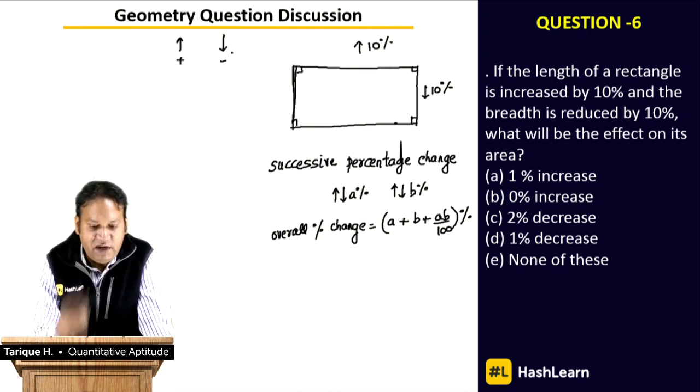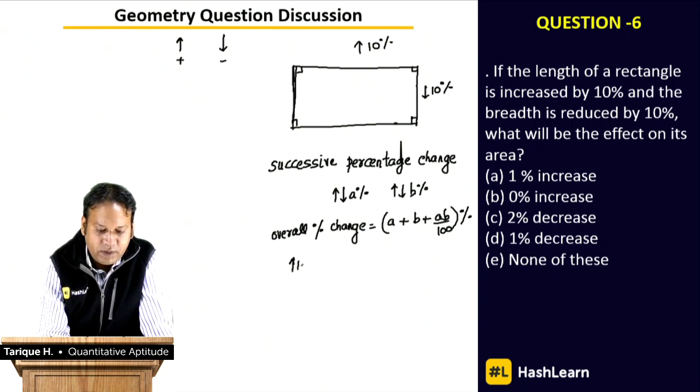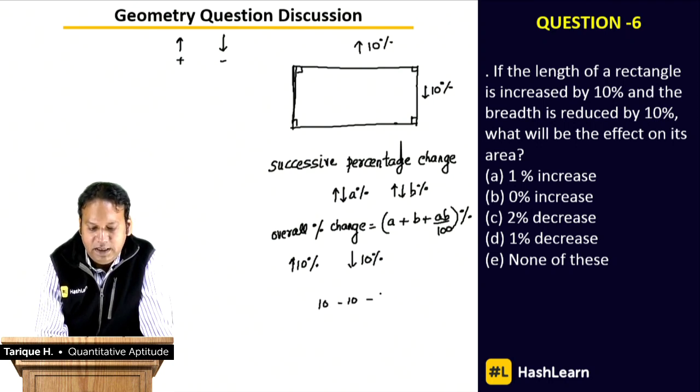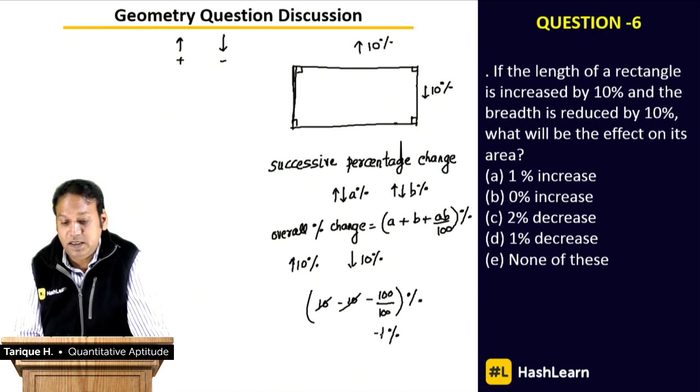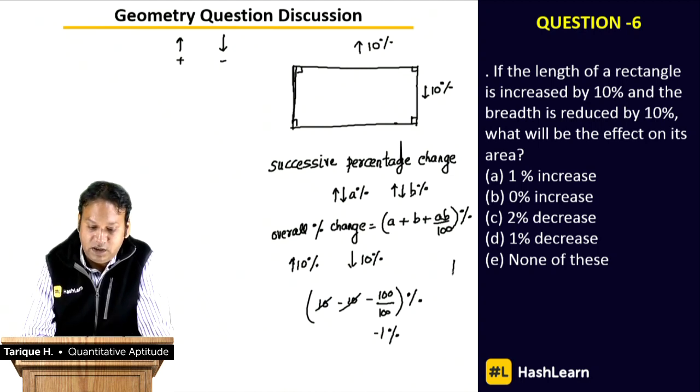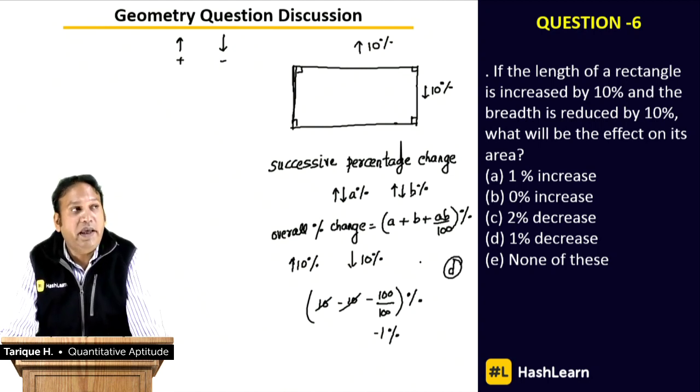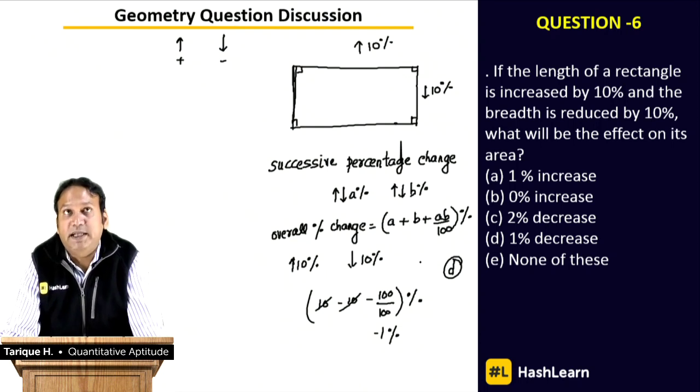So in this case, first we have a 10% increase, and then we have the breadth decreasing by 10%. The overall change will be 10 minus 10 minus 100 by 100, because 10 into 10 is 100, and percentage here. So minus 1%. Now minus here signifies decrease. That means the correct answer is answer option D, that the area will decrease by 1%. That is question number 6.